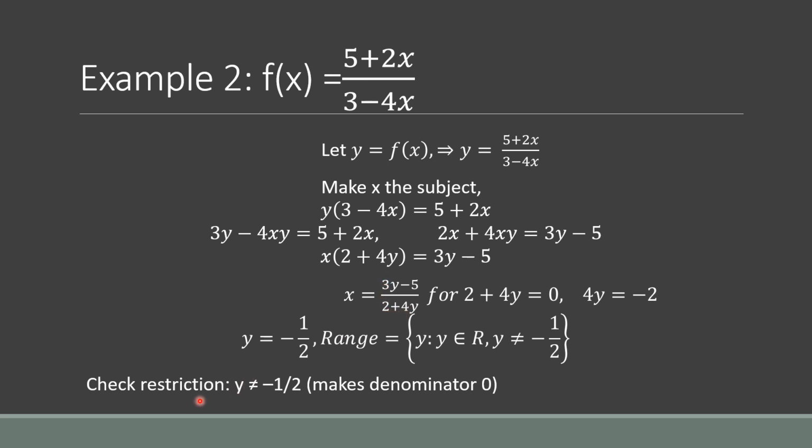So check for this restriction. The restriction is y is supposed not to be equal to negative 1 over 2, which negative 1 over 2 will make the denominator go to 0. So the range will be written in this particular format.